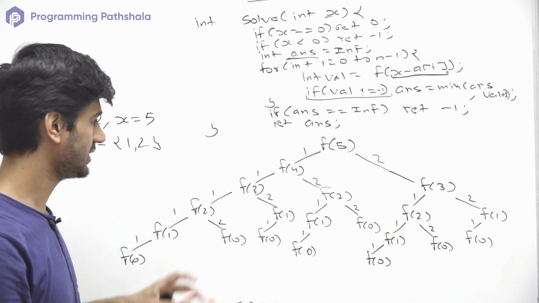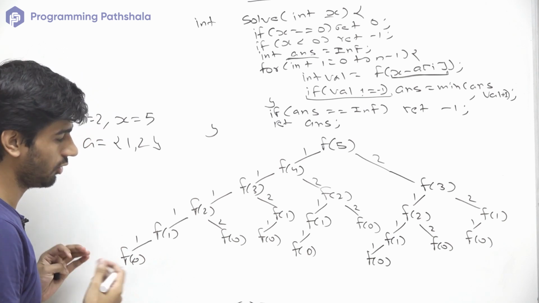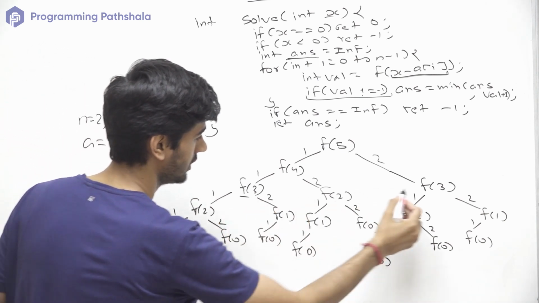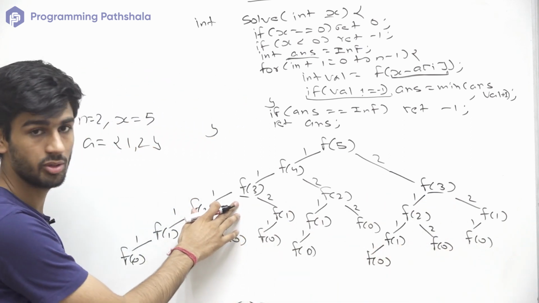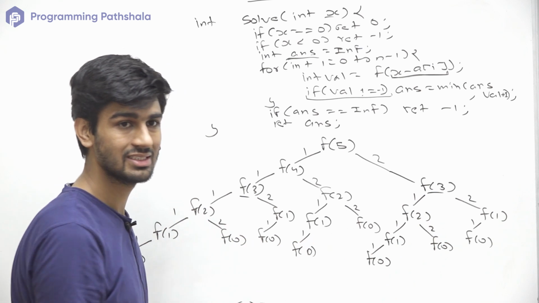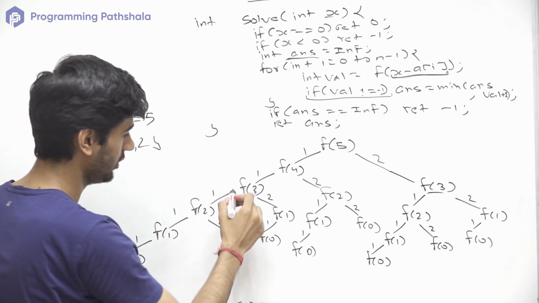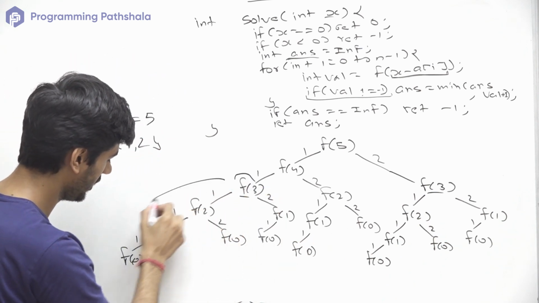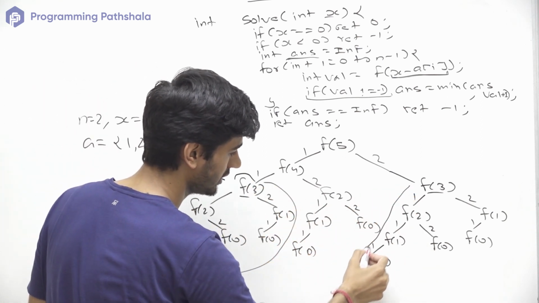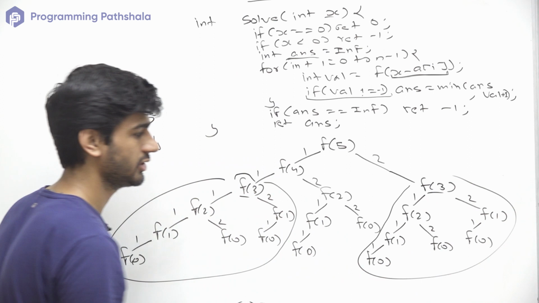Now, if we just look at this tree, can we see that there are a lot of function calls which are made again and again. For example, this f of 3. So here we want to find out the minimum number of coins that are required to get a sum of 3. Here also we want to find out the same thing. So to find out this thing, we will make a lot of function calls, right? Similarly, here also we'll make the same number of function calls.